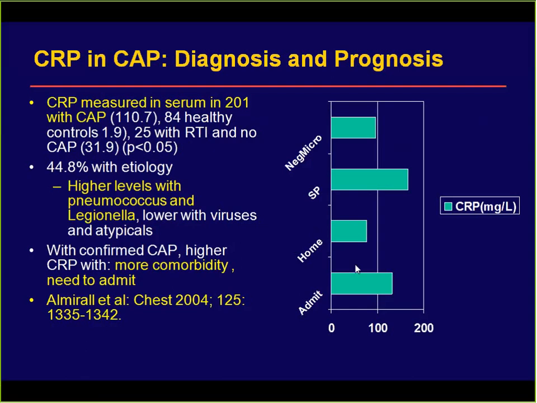And if you read a lot of European guidelines, this is the biomarker that the Europeans prefer. It's cheap, it's widely available. It may not be as discriminating as other biomarkers, but it's a commonly used biomarker in many European hospitals.